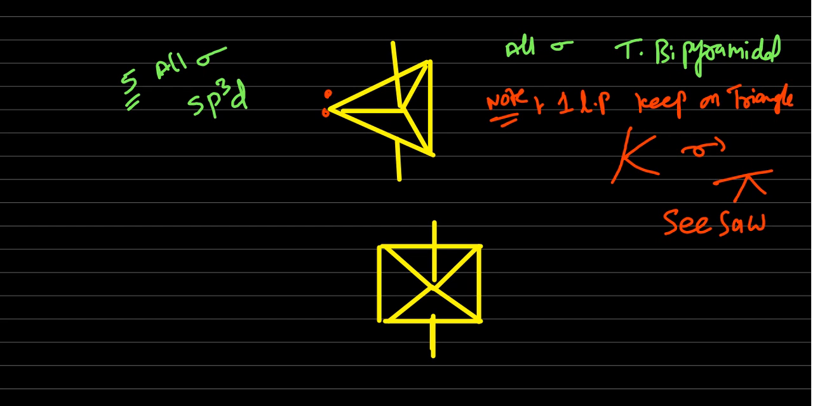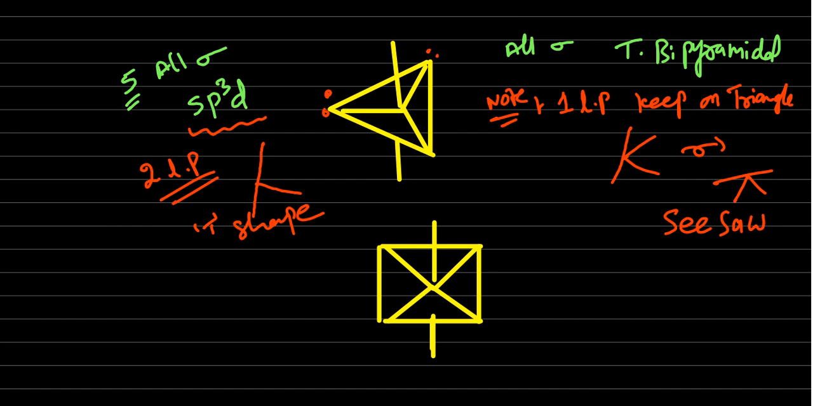Suppose two lone pairs are there. In that case, keep the two lone pairs on the triangle only. Then what is the shape? One straight line is there, up and down, and this line. You can see it like this. So it is a T shape. The geometry is changing. What about hybridization? Hybridization is not changing, it is as it is.